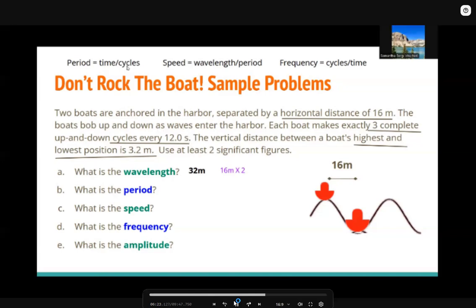Now, the other thing we're going to measure is how many cycles we have. And that's this other underlined thing we have here: 3 complete up and down cycles every 12 seconds. So to figure out period, I'm going to take my 12 seconds and divide it by 3 cycles, right? Time divided by cycles. Plug that into your calculator and you should get 4 seconds. So your unit for period will always be in seconds. It's always going to be a unit of time. So keep that in mind. So 4 seconds is our answer there.